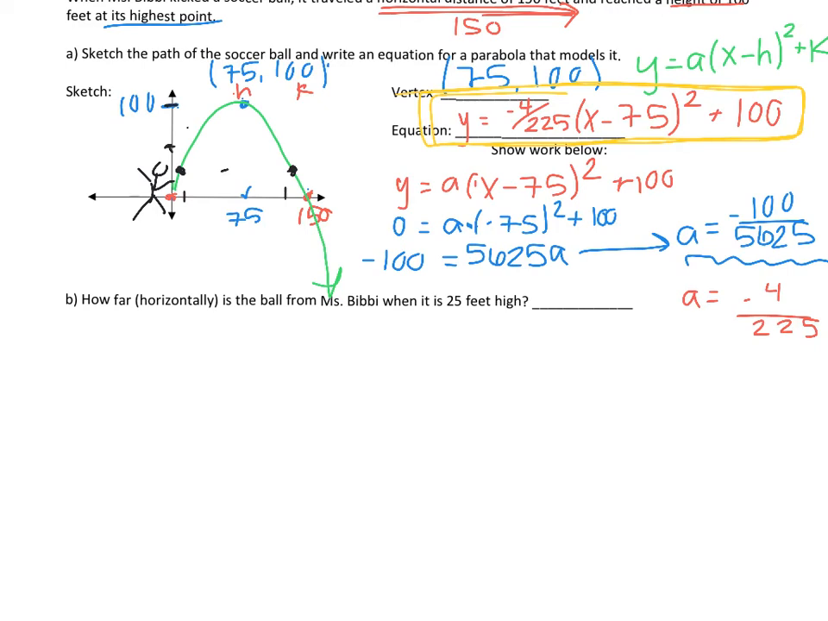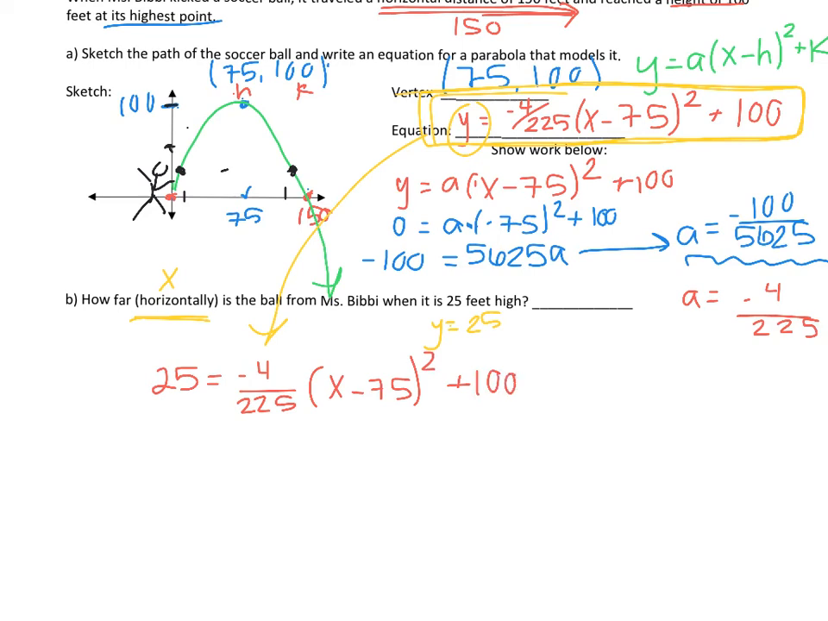So there's going to be two answers for this, and we can figure that out now that we have the equation. So we have this equation that we can use to figure out how far horizontally, which is what x is, when the ball is 25 feet high. In other words, when y equals 25. So this would mean setting up our equation by plugging in a y value of 25. So that would be 25 equals negative 4 over 225 times x minus 75 squared plus 100. So at this point, you would solve for x.